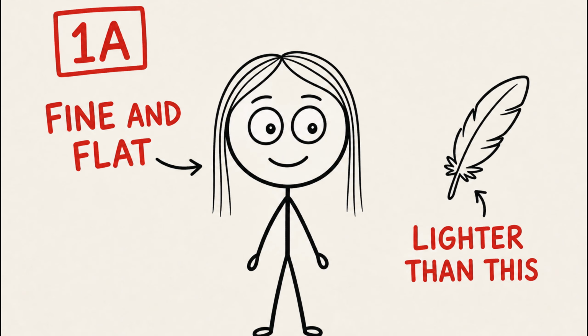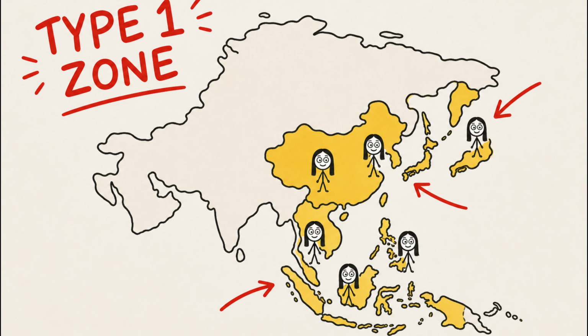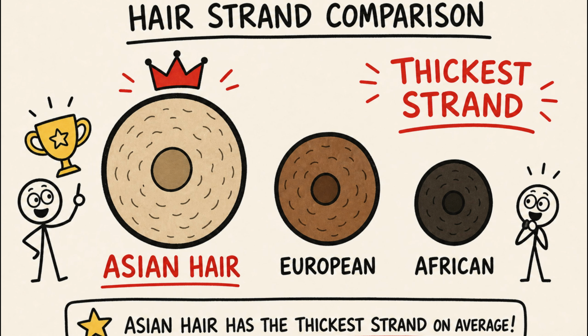Type 1A is baby fine and flat. 1B has a little more body. And 1C has a tiny hint of a bend. Most East Asian and Southeast Asian populations tend to have Type 1 hair. Fun fact: Asian hair strands are actually the thickest individual strands of any group.